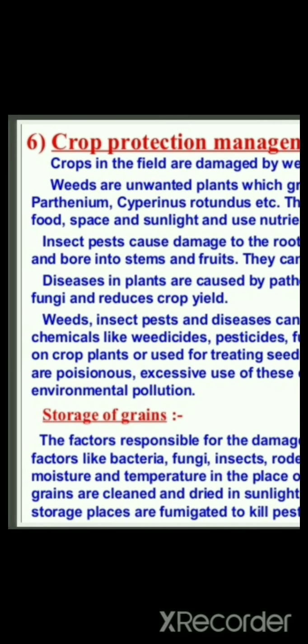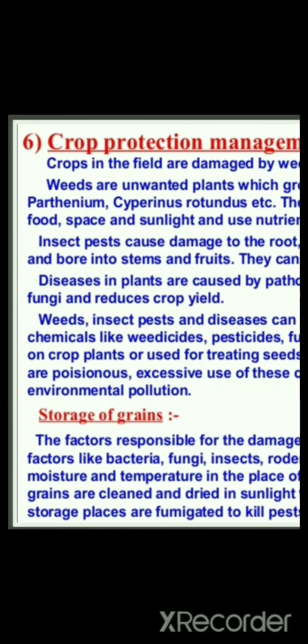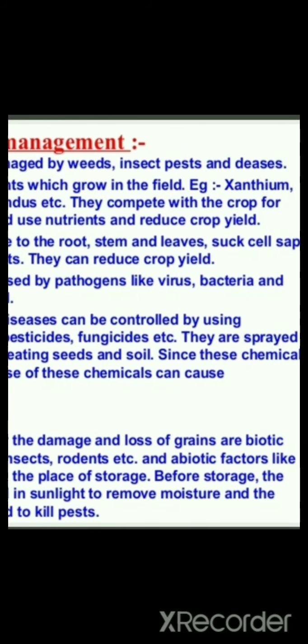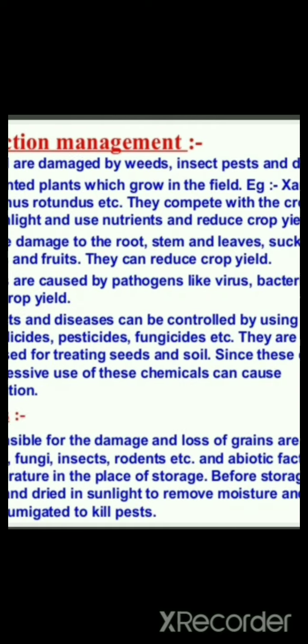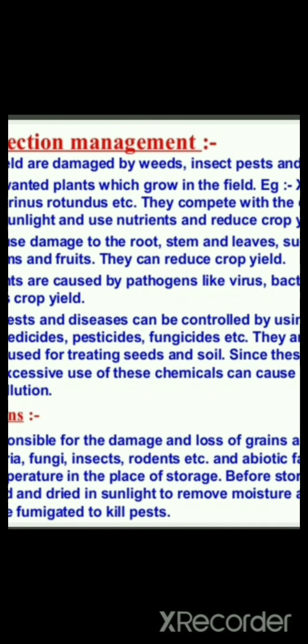Next is storage of grains. How we can store our grains. First, the factors responsible for damage or loss of the grains can be living factors like bacteria, fungi, insects, rodents, etc. Or some abiotic or non-living factors like moisture and temperature.